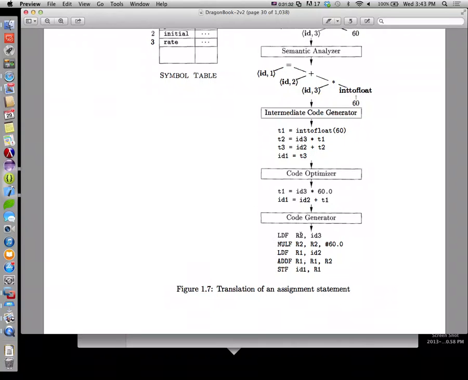So we're going to load into register 2 the value of ID3. Okay, that's this value right here. In order to do this line, we first need to store ID3 somewhere. So we're going to store ID3 into register 2. Then what are we going to do? We're going to multiply floats. What floats are we multiplying? We're multiplying whatever's in register 2, which should be ID3.